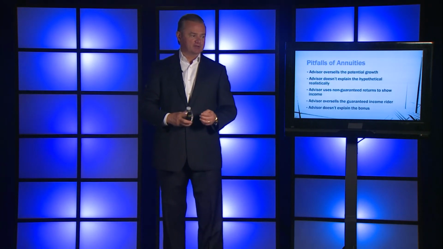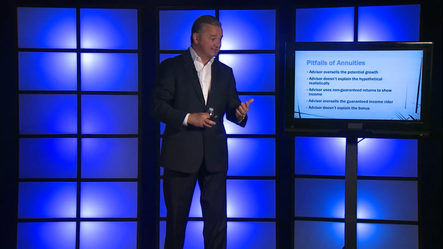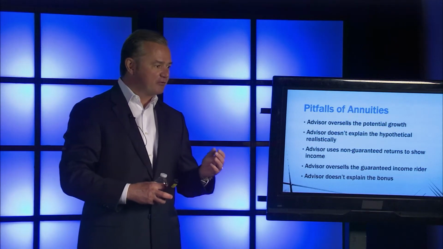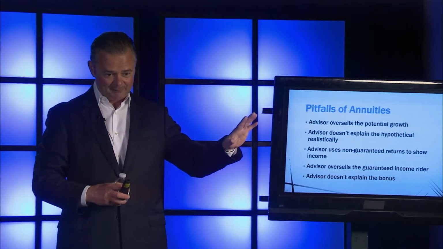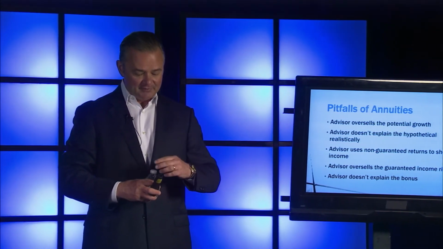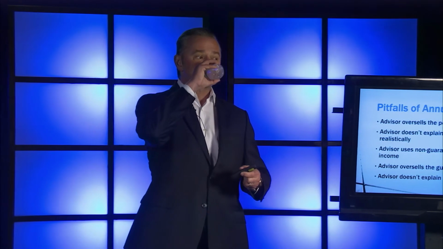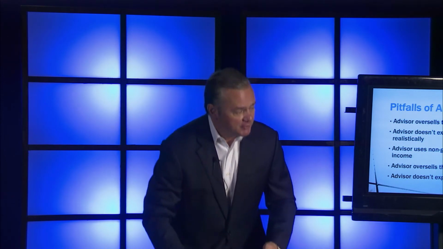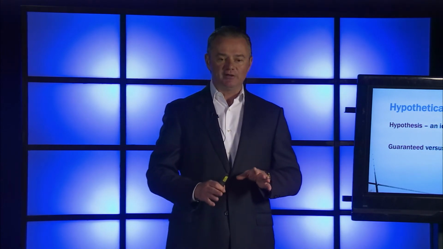Now, pitfalls of annuities. Advisor oversells the potential growth. Advisor doesn't explain the hypothetical realistically. Advisor uses non-guaranteed returns to show income. Advisor oversells the guaranteed income rider. Advisor doesn't explain the bonus. Now you can kind of see why this is problematic. And you go back to the example of annuities being sold rather than recommended. There's a lot of pitfalls that you have to be aware of. And I can sum all this up with an illustration. Most of the time, the advisor will give you what's called a hypothetical illustration.